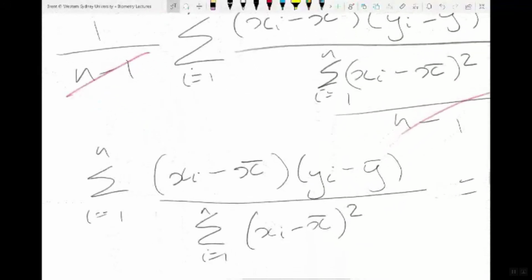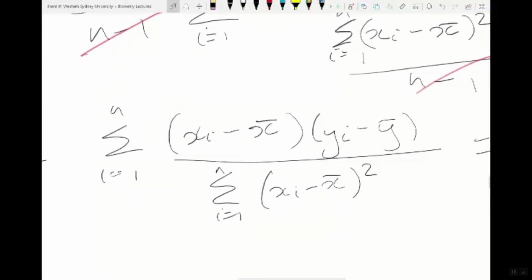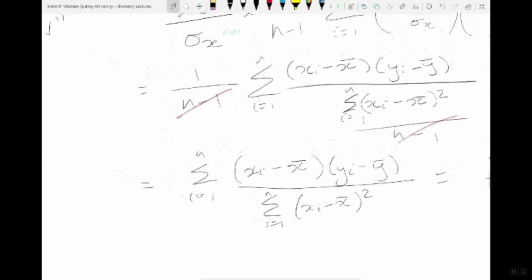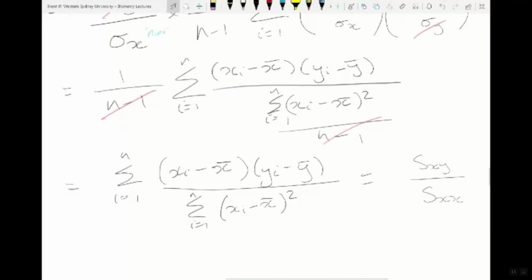And what I'm left with is this formula here, and this is the exact one that they said that you get for the estimate of B in the lecture slide, okay? SXY over SXX. That's where it comes from, okay?